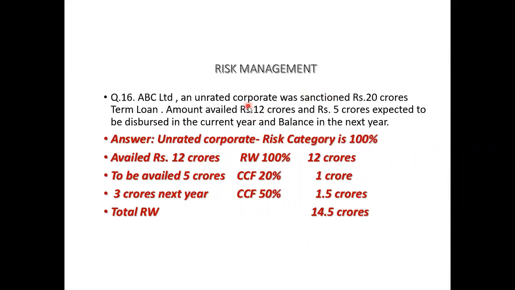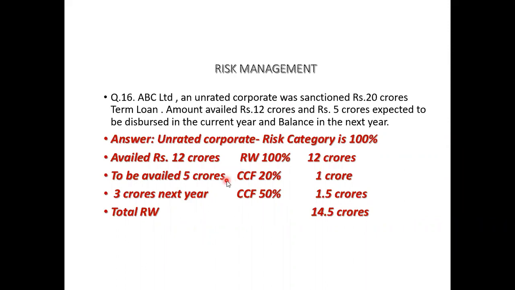Another question. An unrated borrower has a term loan. Unrated borrower means 100% risk weight. Sanctioned limit is 20 crore, term loan. Amount availed is 12 crore already. 5 crore is expected to be disbursed in the current year and the balance in the next year. So look at the calculation: 12 crore already disbursed, so at 100% risk weight, take 12 crore.